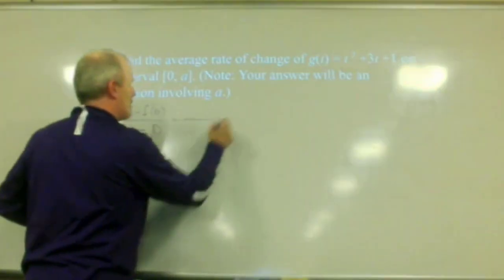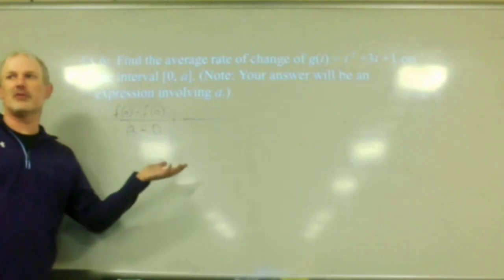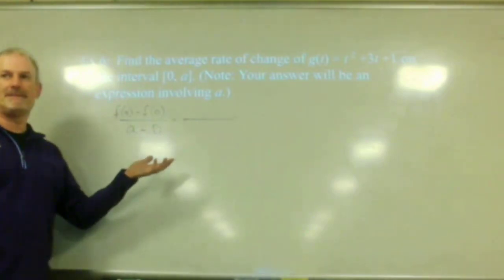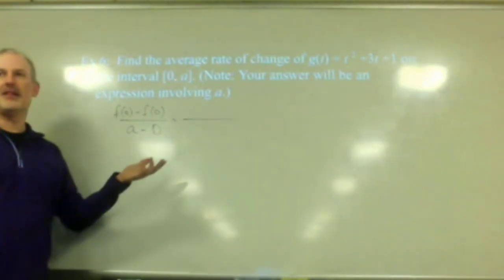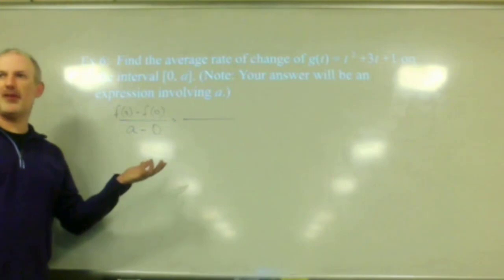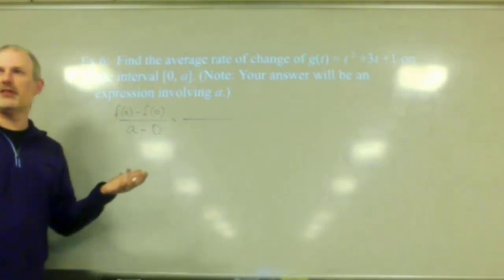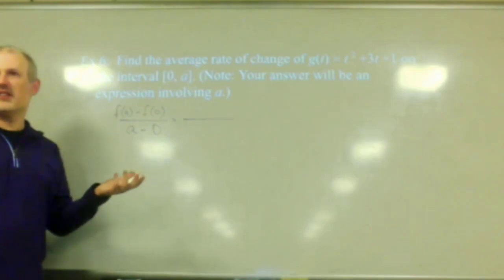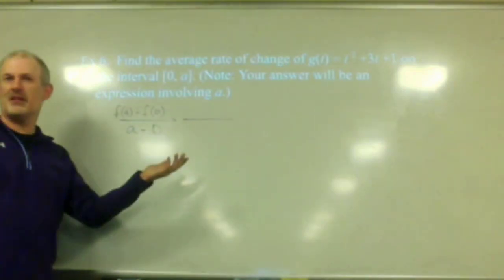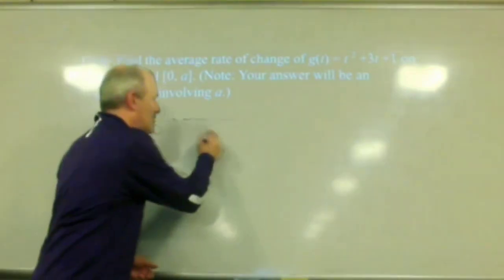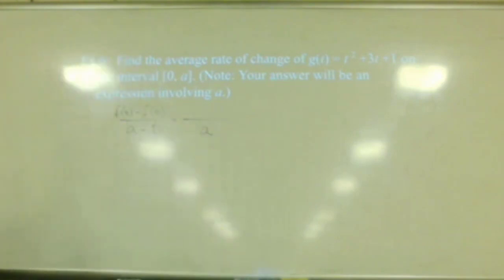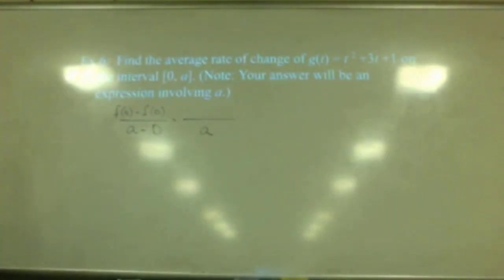Now, what happens on the bottom when you do A minus 0? So if you did 7 minus 0, what is that? 7. How about 13 minus 0? How about 26 minus 0? 26, right? So what is A minus 0 going to be? It's just A. So the bottom is just A. Does that make sense? Because you subtract 0, nothing happens.